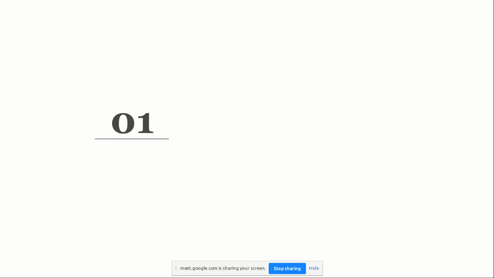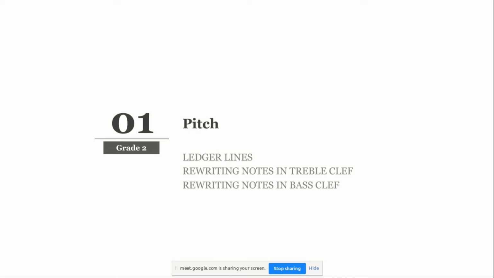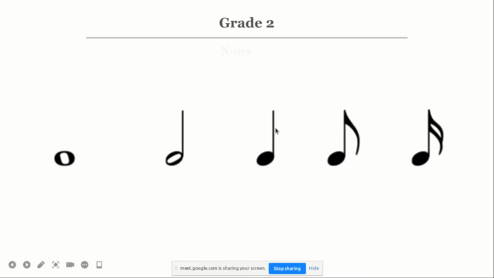Alright, so the first topic we are covering is pitch. And in pitch, we're going to look at ledger lines. We're going to learn about more ledger lines, because we saw middle C last time, and then rewriting notes in treble clef and rewriting notes in bass clef under pitch.